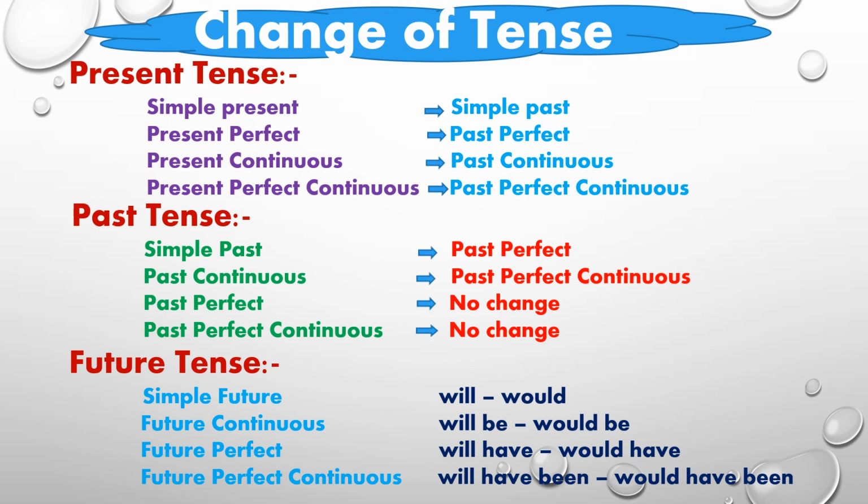Future tense. Simple future, will changes into would. Future continuous, will be changes into would be. Future perfect, will have changes into would have. Future perfect continuous, will have been changes into would have been.